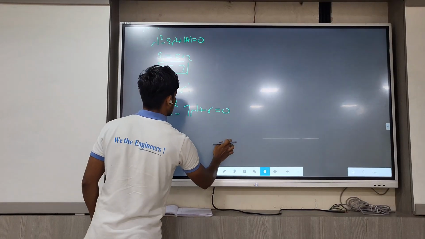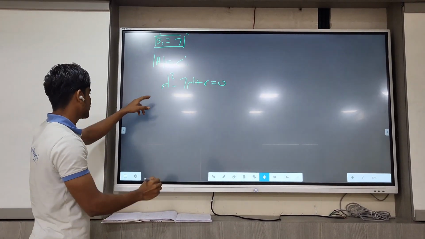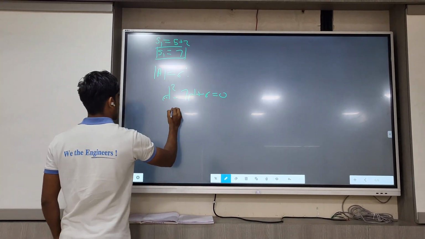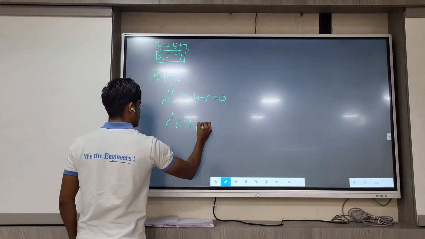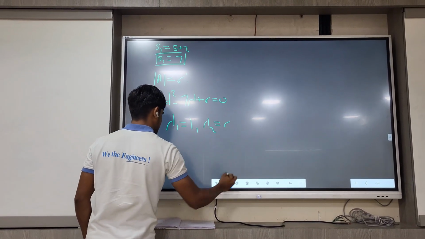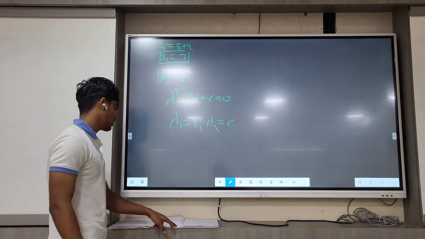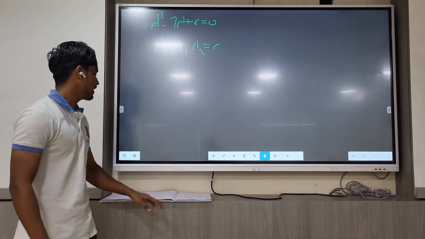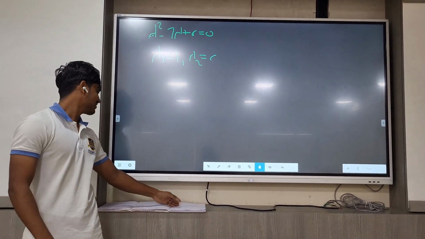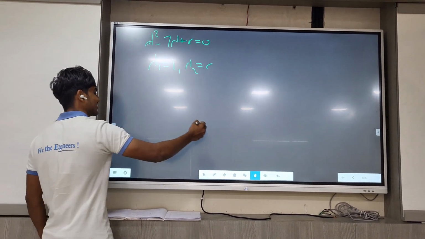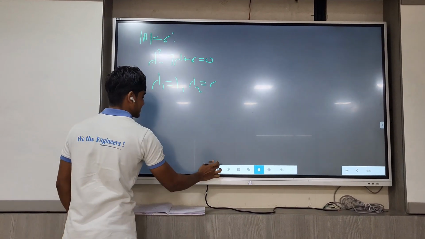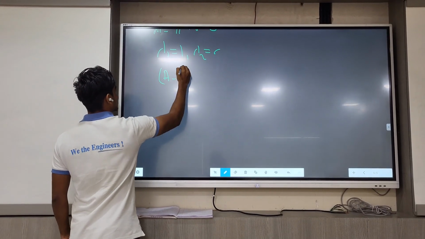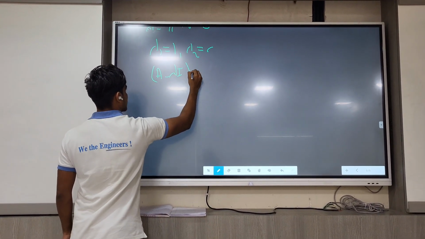And then we put this in the calculator and we get the values of lambda 1 and lambda 2, that are the eigenvalues. And then now we have to find the eigenvectors corresponding to lambda 1, and the equation we use is A minus lambda I is equal to 0.